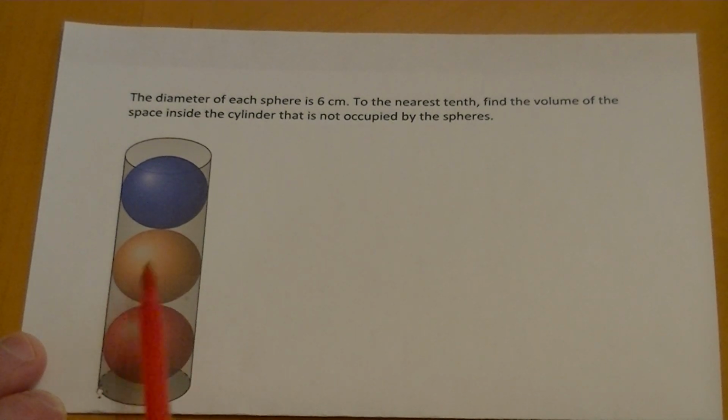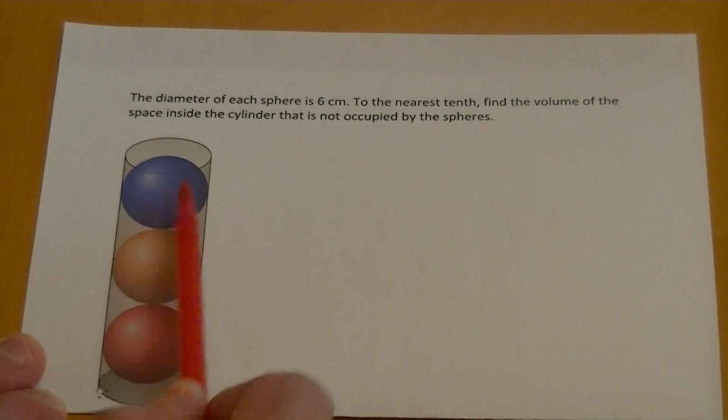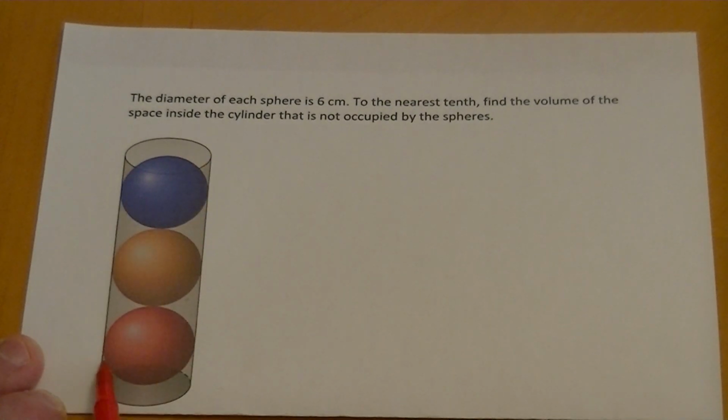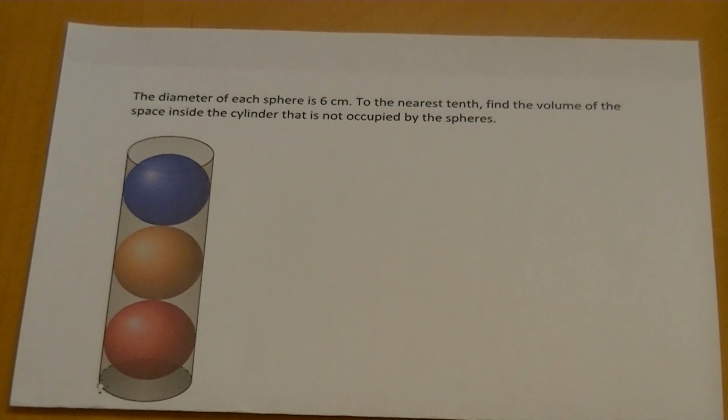What's the volume of that little extra space here and here and here and here? What's the volume of the extra space inside there between the tube and the tennis balls? Inside the cylinder, but outside the spheres. And the only measurement we're given is the diameter of each sphere is 6 centimeters.